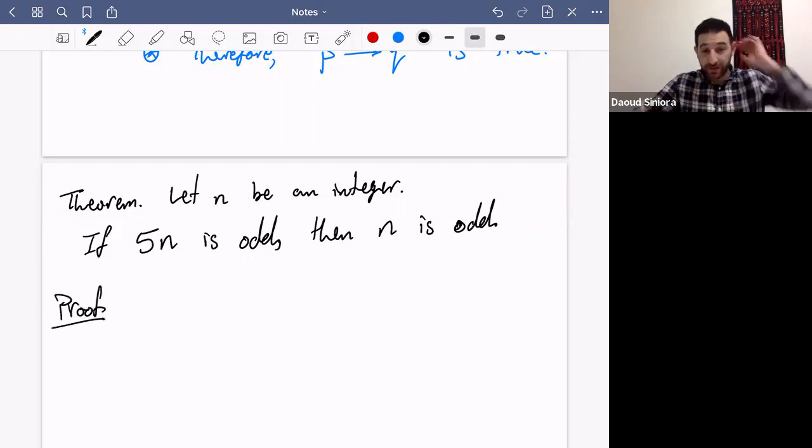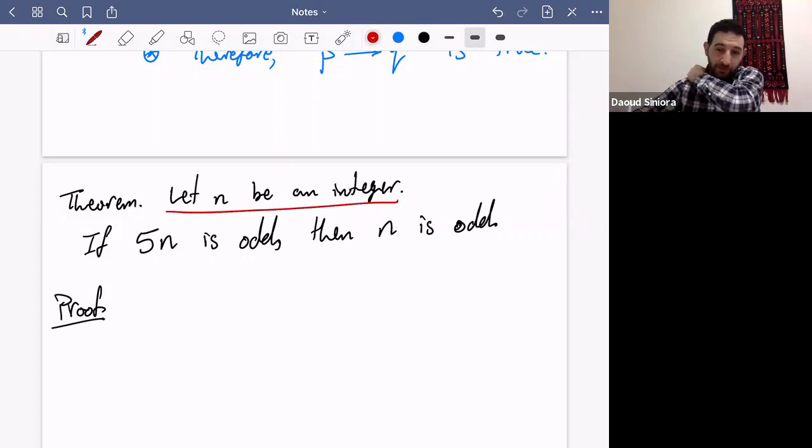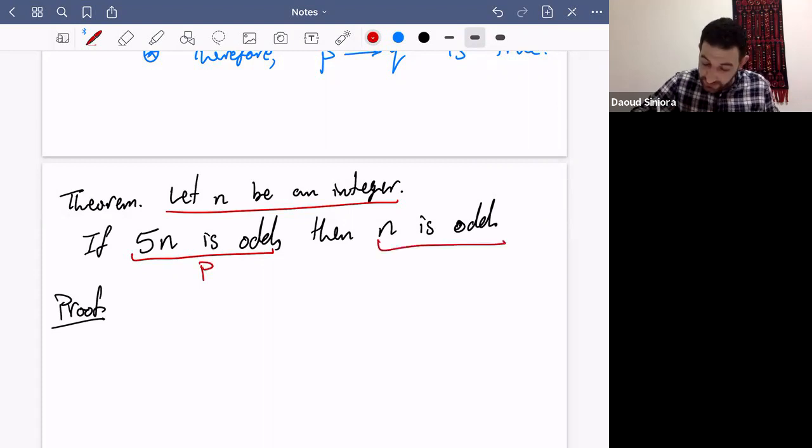Let's look at the logical form structure of the statement. It says for every integer n, if 5n is odd, then n is odd. So this is a universal quantifier, for every n in the domain of integers. Now, this is a conditional statement, if-then. This is P, the hypothesis, and this is Q, the conclusion. So let's start by taking care of the universal quantifier. So choose any arbitrary integer n.